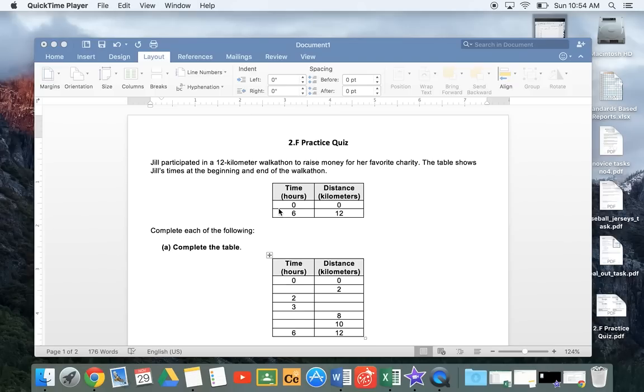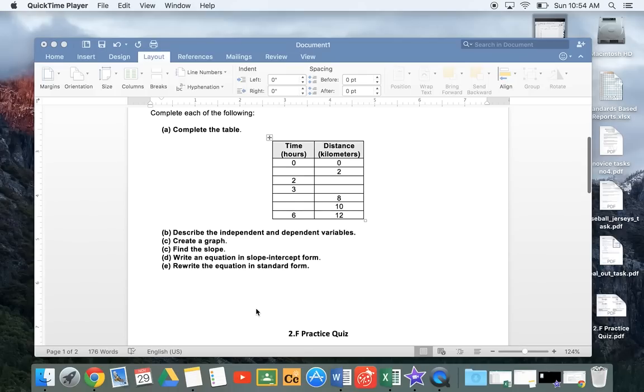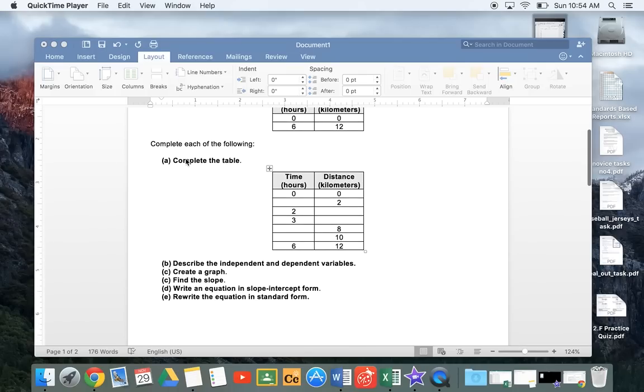So we have a table here that shows at 0 hours she had traveled 0 kilometers, and at 6 hours she had traveled 12 kilometers. And it wants us to complete each of these. It says first thing we need to do is complete the table.